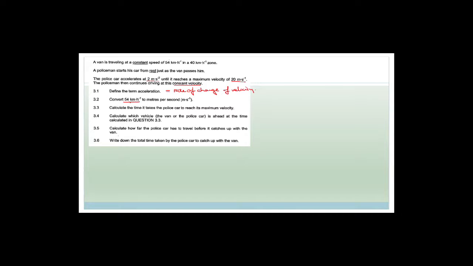It says convert 54 kilometers per hour to meters per second. Okay, so we did talk about how you could go about doing this. When you're converting 54 kilometers per hour to meters per second, you have to multiply by 1,000 on the top, because to get from kilometers to meters, we need to multiply by 1,000. And on the bottom, you have to multiply by 60 to get to minutes, and then by another 60 to get to seconds. So it's the same as saying 54 multiplied by 1,000 divided by 3,600.